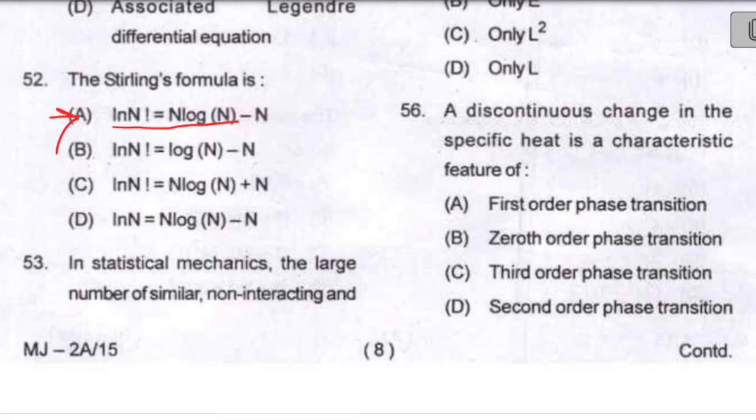Next, 56. A discontinuous change in the specific heat is a characteristic feature of a second order phase transition. Okay, remember for first order phase transition, the specific heat has an infinite discontinuity. But in second order, there is a finite discontinuity.